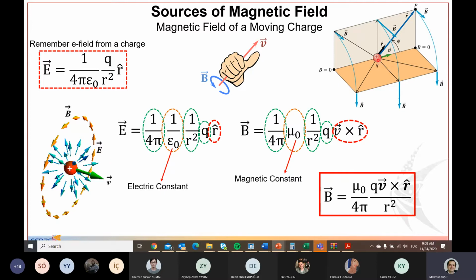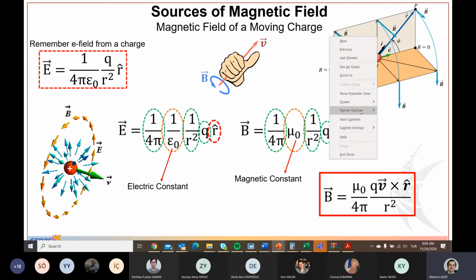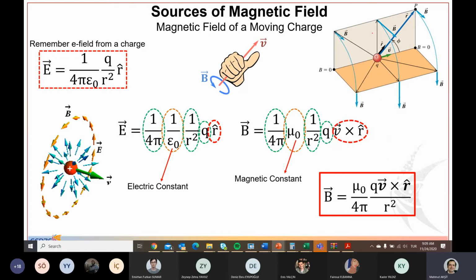So let's say this is a simpler situation. You have your velocity vector here, and for example, a magnetic field in this direction at this point. If you're interested in calculating the magnetic field at this point, you take the radial direction, point r here, and you do the cross product of the velocity vector and this radial vector.